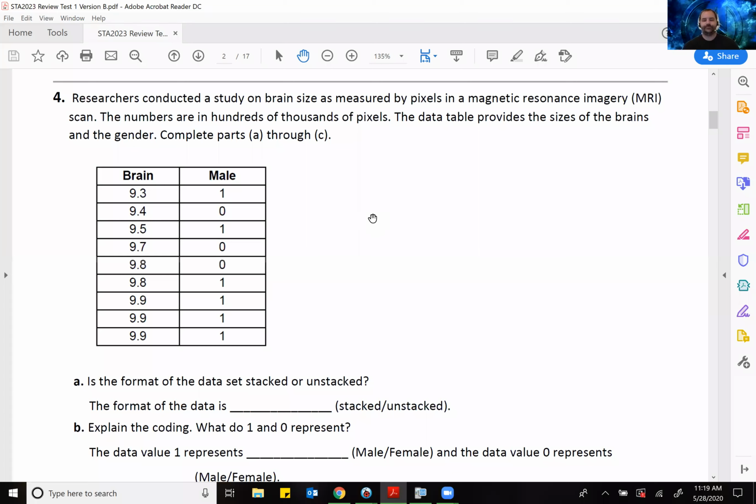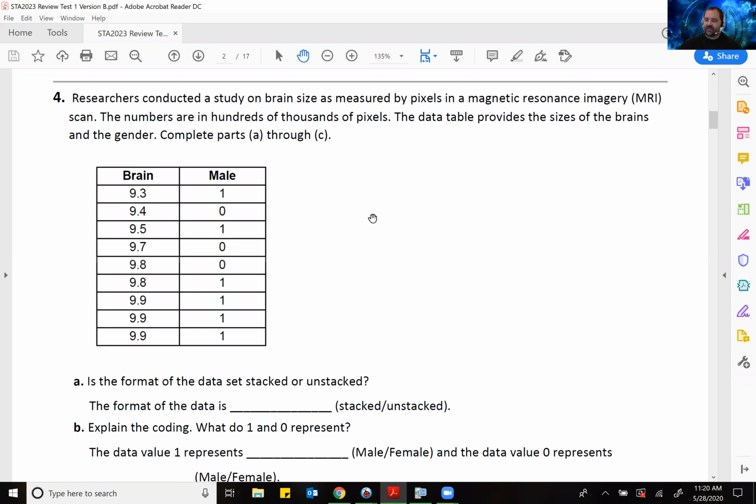What do you think? Stacked or unstacked? Do you guys remember what stacked and unstacked means? Trying to remember. Yeah, I've seen it somewhere. Okay. It's stacked, unstacked, right? It is not unstacked. It's actually stacked data.